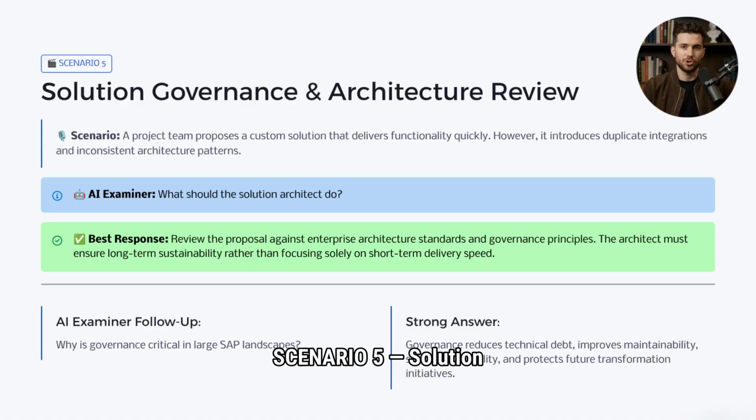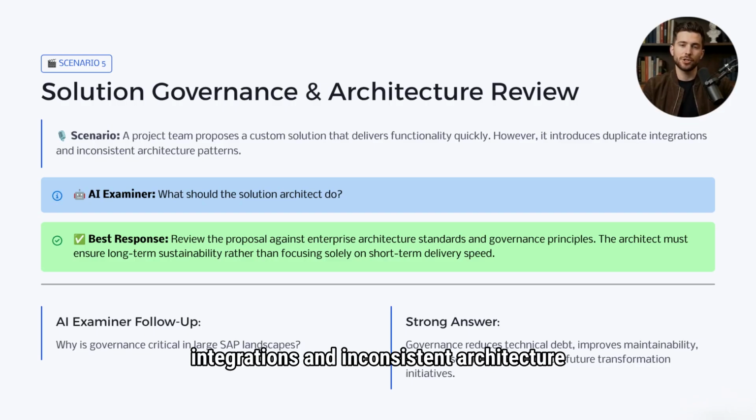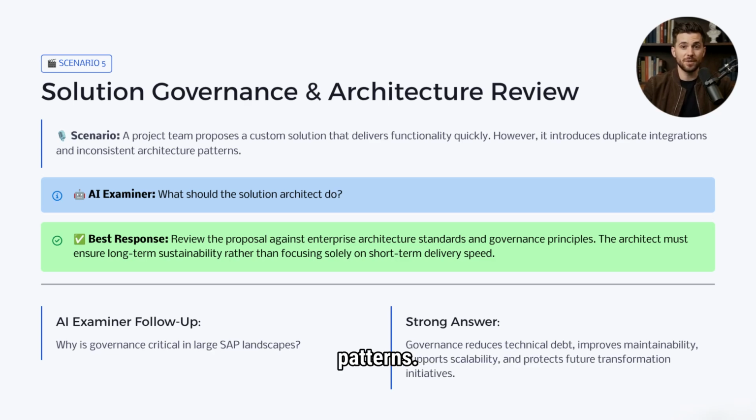Scenario 5. Solution governance and architecture review. A project team proposes a custom solution that delivers functionality quickly. However, it introduces duplicate integrations and inconsistent architecture patterns. What should the solution architect do?